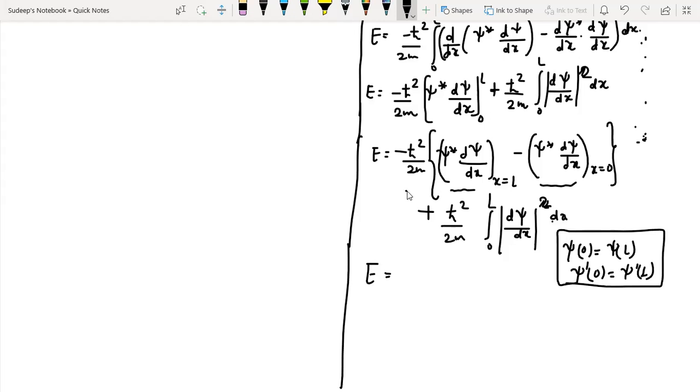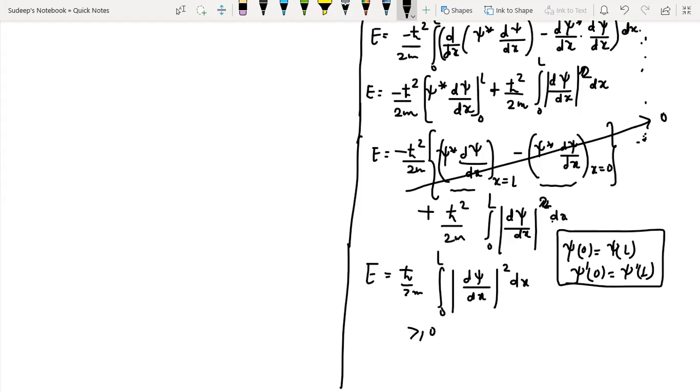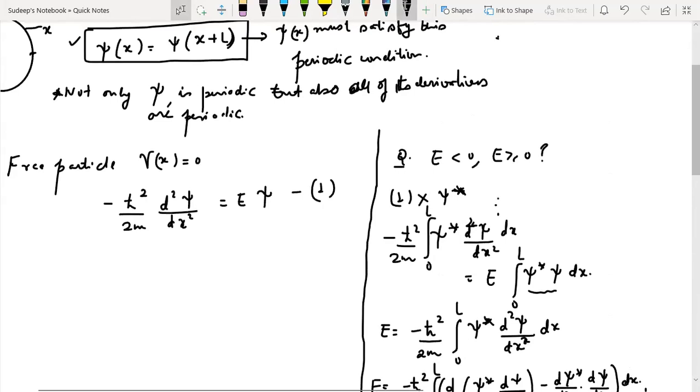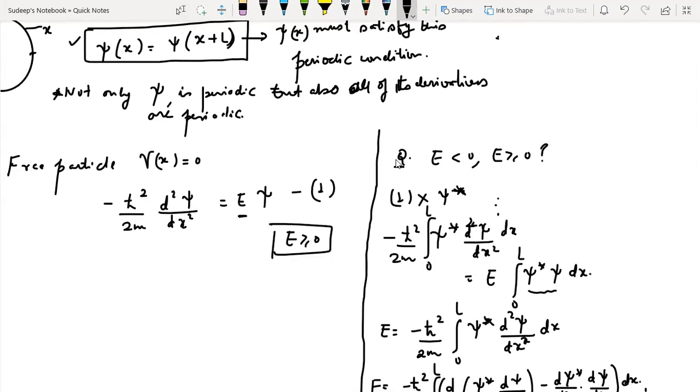So this particular first bracket would become 0, and energy could be written as simply h bar square upon twice m integral from 0 to L of d psi upon dx mod whole square dx. And clearly this should be greater than or equal to 0. So this sums up our case that this energy that we are writing here, E, must be greater than or equal to 0. E cannot be less than 0.